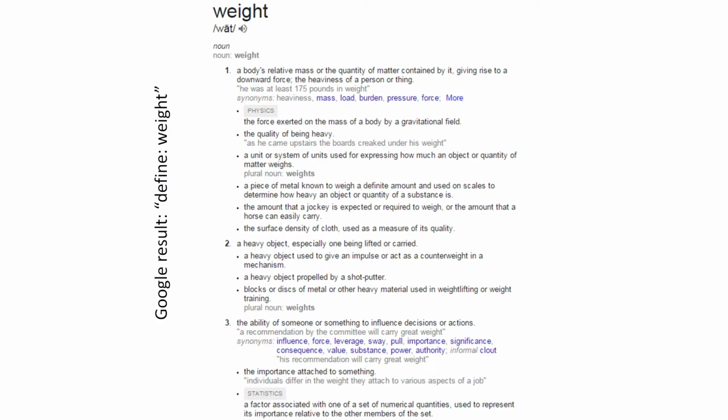Now that we've got that out of the way, we have weight. Weight is another important unit of measure. A body's relative mass, or the quantity of matter contained by it, giving rise to a downward force, the heaviness of a person or thing. Yes, for the purists, there again, there is a difference between weight and mass. For the purposes of this video, we're going to ignore that difference. Okay, the force exerted on the mass of a body by a gravitational field. Yep, there's the physics difference. We're going to say that for the purposes of this video, weight and mass are the same thing. Flame me in the comments if you want. Fine.